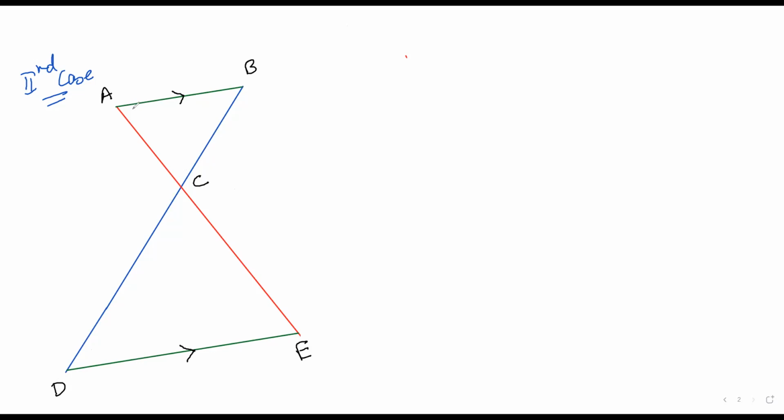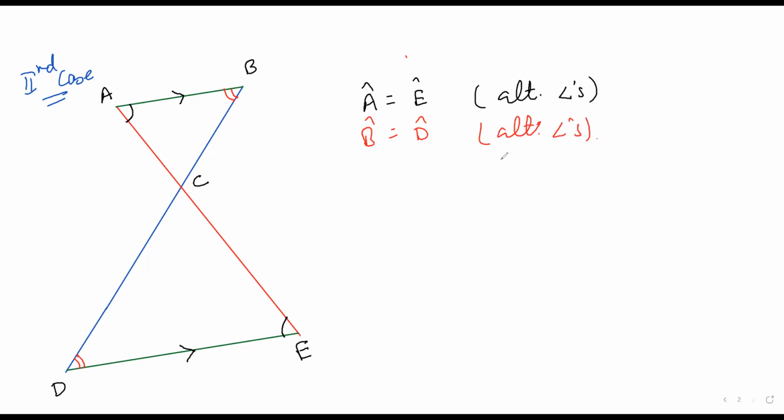And how? First of all, this angle A is going to be equal to this angle E over here. The angle A is equal to angle E. The reason is that these are the alternate angles on parallel lines. Then you have this angle B equal to this angle D over here. The angle B is equal to the angle D. And this is also the same reason, these are the alternate angles.